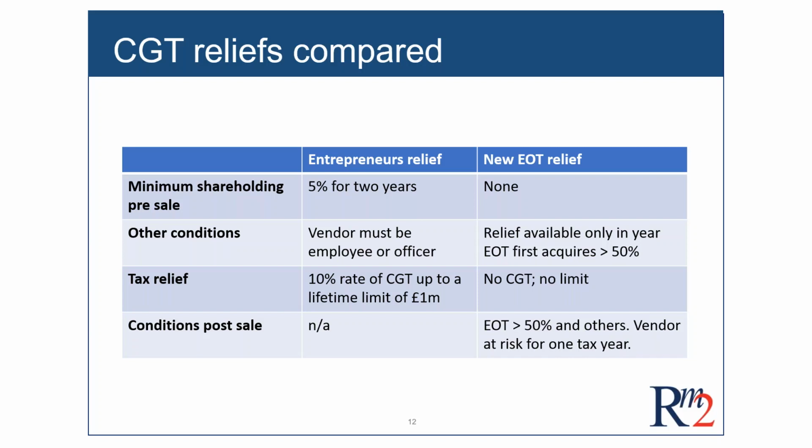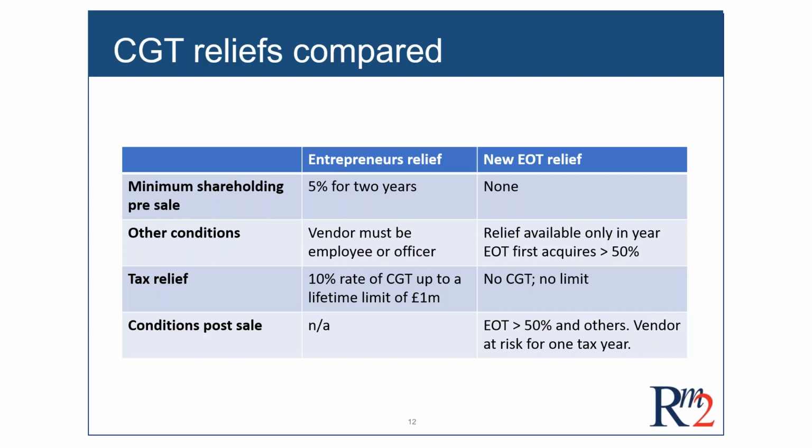So for entrepreneurs relief, you must be an employee. You don't need to be for an EOT, but you need to sell more than a controlling interest in the business. Tax relief for entrepreneurs relief is 10%, but only up to a £1 million lifetime allowance or lifetime limit, whereas for CGT there is no limit. It's zero regardless of how much you're selling your business for.